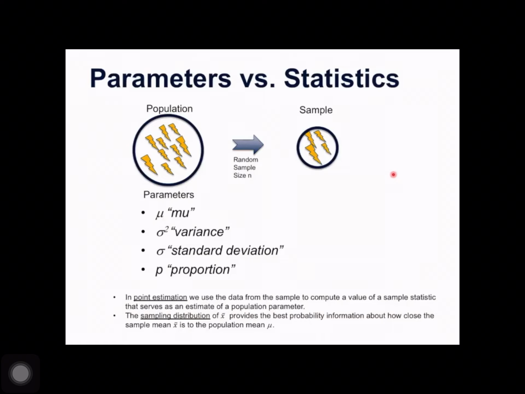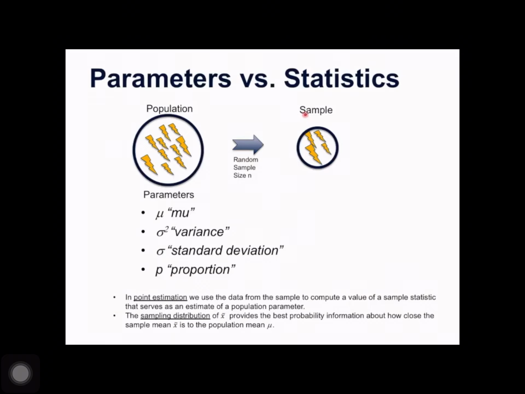Parameters are the measures that we refer to in the population. So the mean of a population is referred to as mu. This is the symbol for the population's variance and standard deviation, and also proportion.